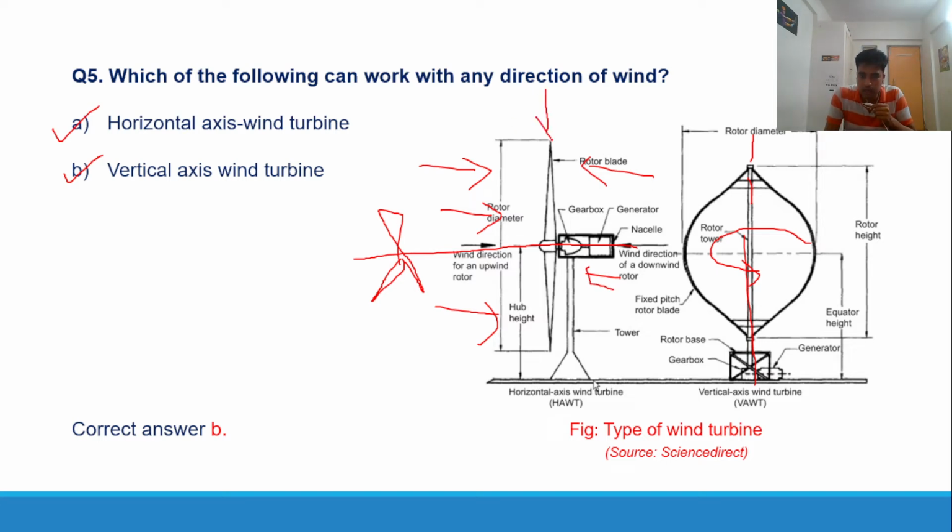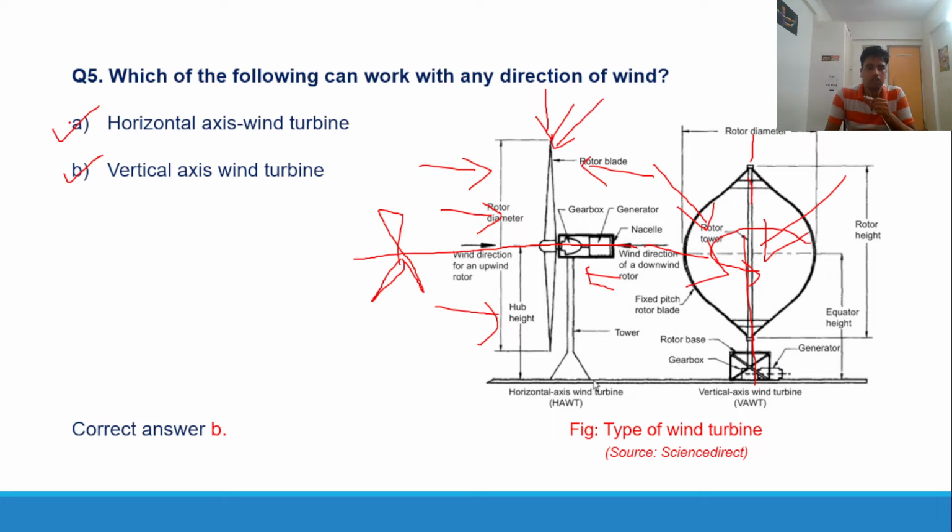If wind is blowing downward, this turbine won't work. But here the shape is such that it works from any direction. Even if the wind is tilted here, it will move the turbine blades. So that's why the answer is the vertical axis wind turbine. The vertical axis wind turbine works with any direction of wind.